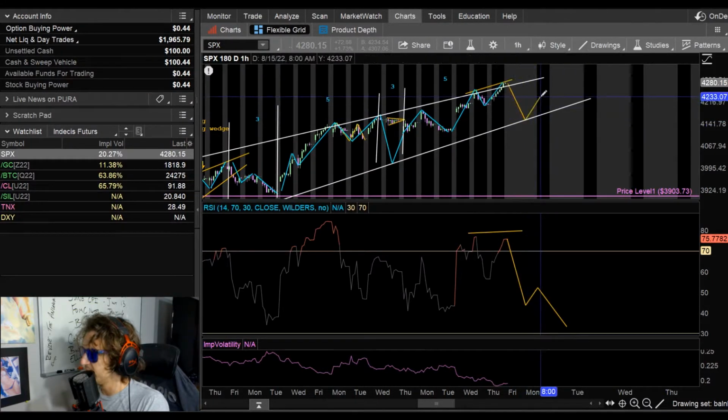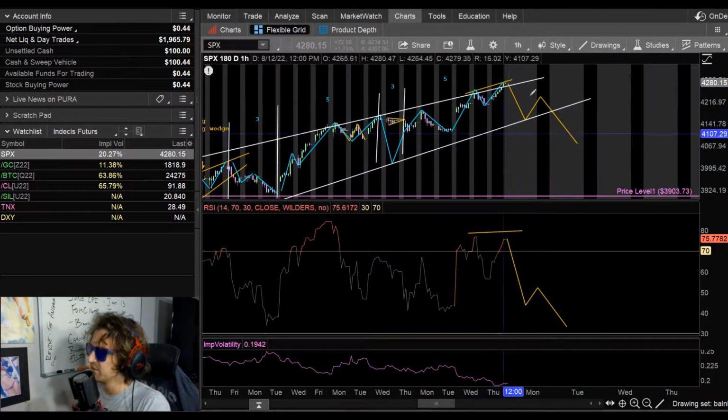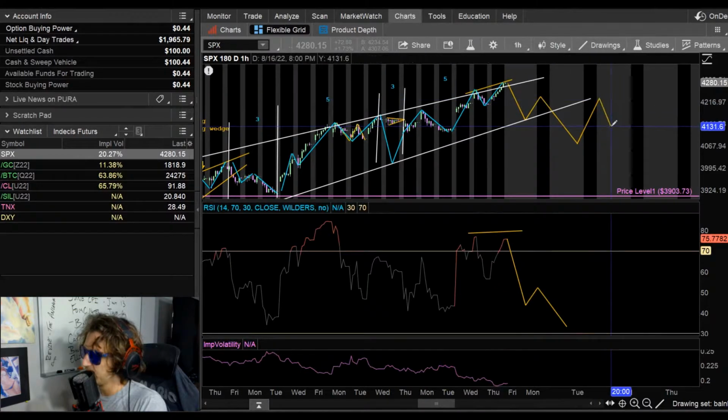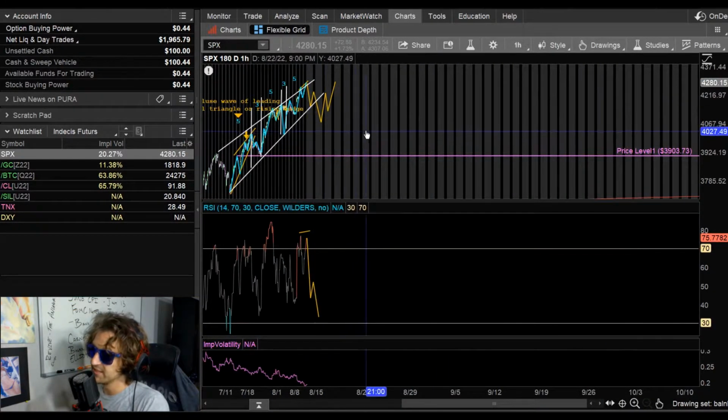and it would probably resemble more or less a sideways grind for a week. That's very possible. And then from here, we're going to be looking for some sort of bottom pattern if the price is going to continue, or the index is going to continue higher.